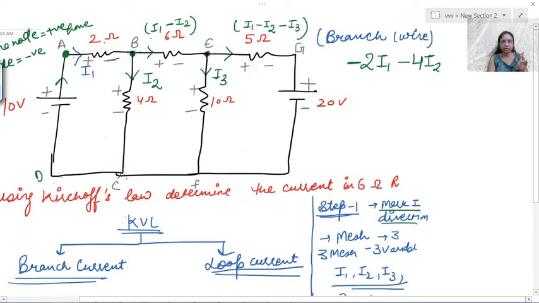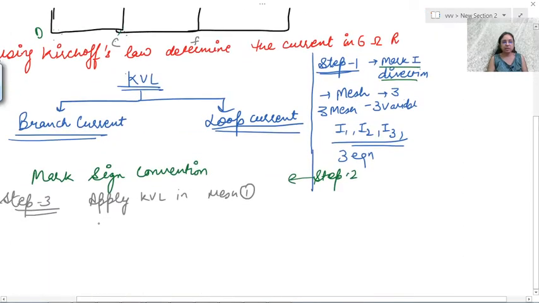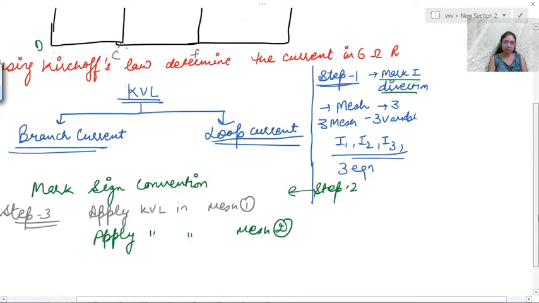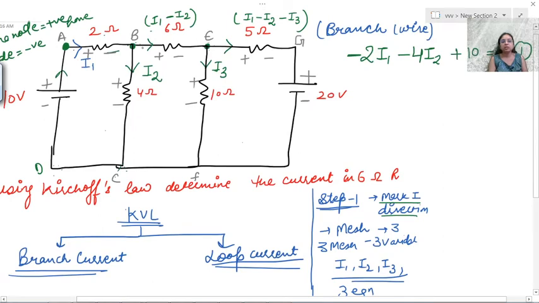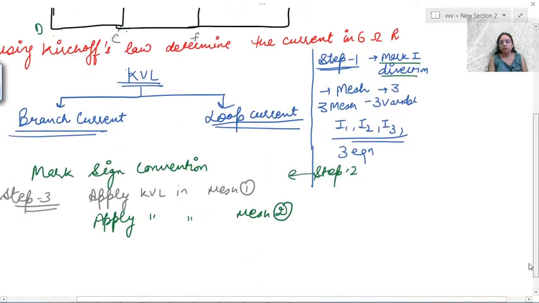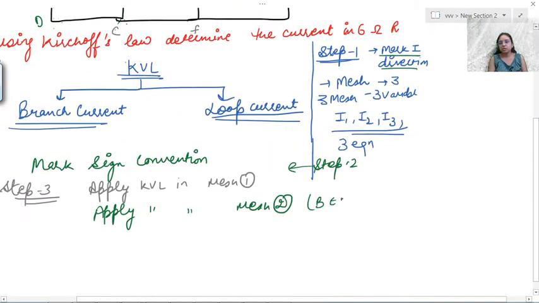D to A, then plus 10 is equal to 0. So we got the equation, that is, we have applied KVL in mesh 1. Okay, next step, we need to apply KVL in mesh 2. Mesh 2 is which one? B, E, F, C. You can write it down here also.